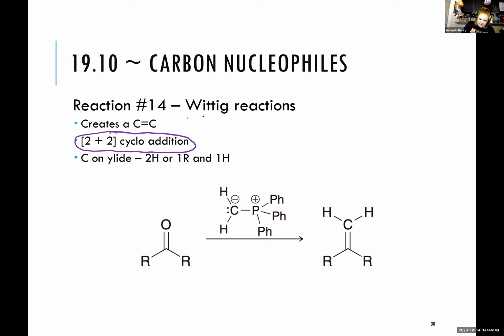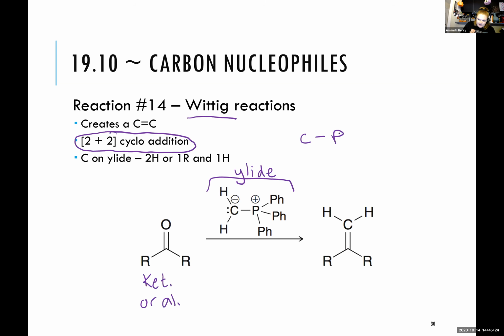It's called a Wittig reaction. And in this reaction, we're creating a carbon-carbon double bond. So it's a really weird reaction, weird mechanism, but it's also a really cool reaction because of what it allows us to do. So we're going to start with a ketone or aldehyde, either one. We're reacting it with this thing. This is called an ylide. And the way that it's drawn right here is that we have charges on the carbon and the phosphorus.